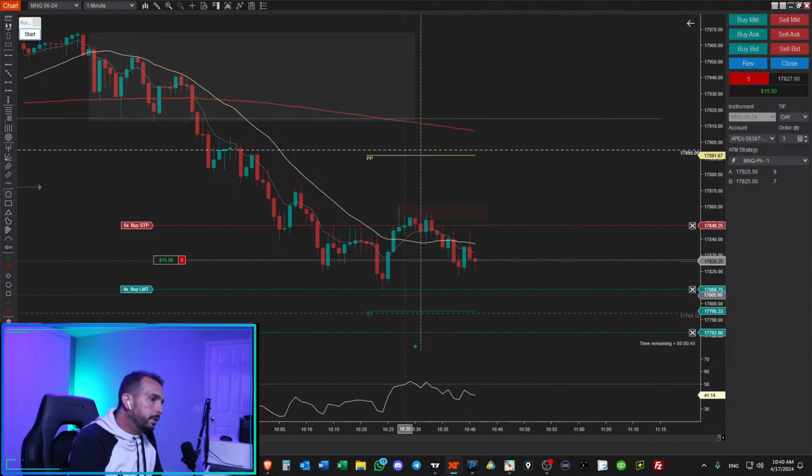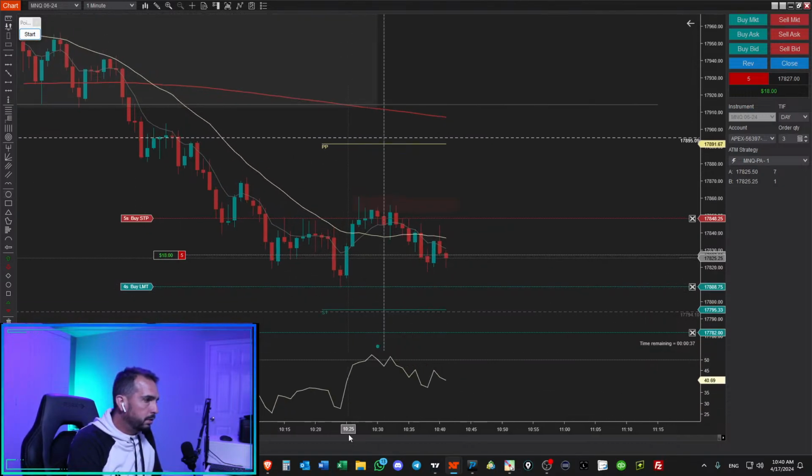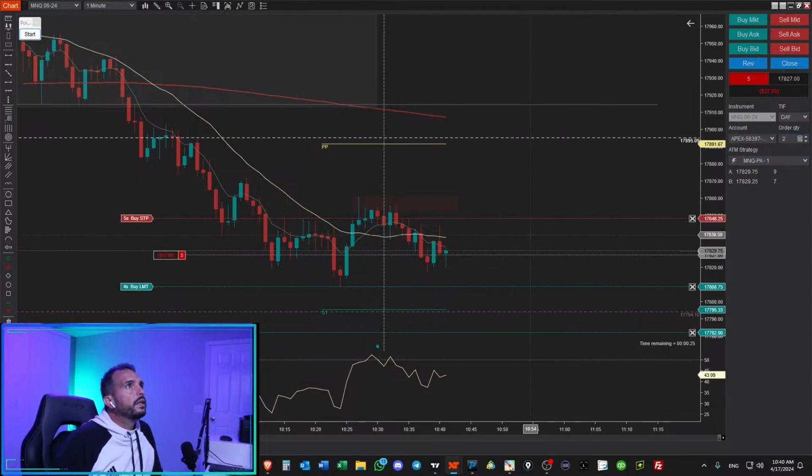Alright, we just want to break this bottom here. That will catch. We got a little longer on these contracts here now. We needed to kind of unload some. So let's wait.